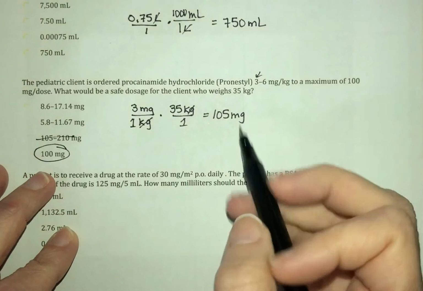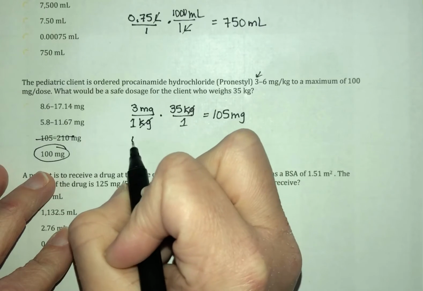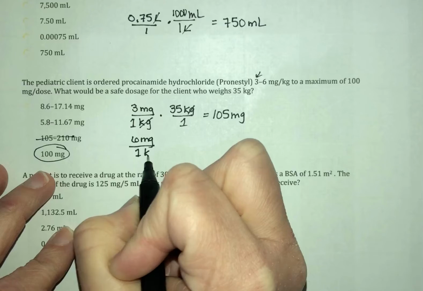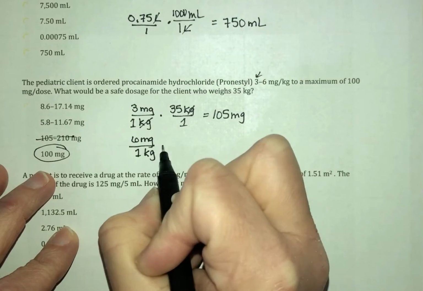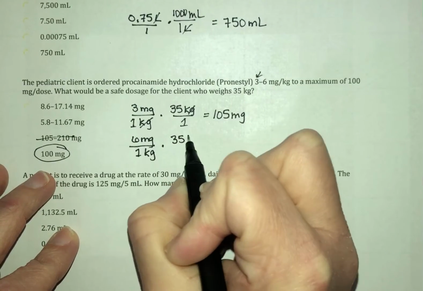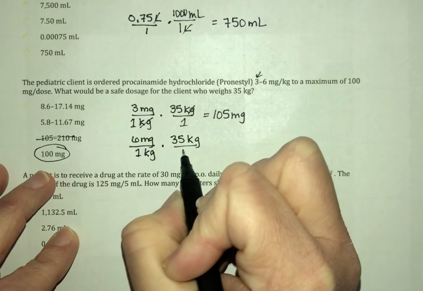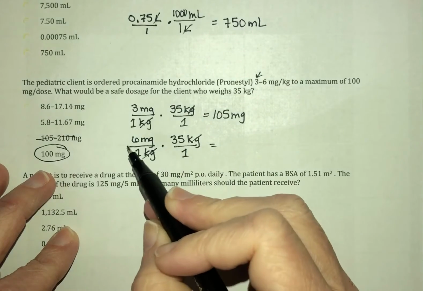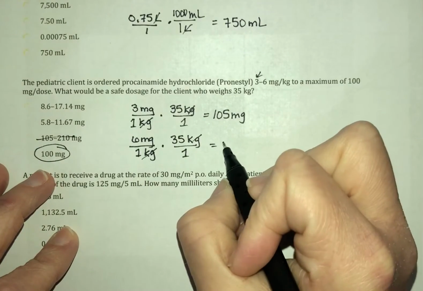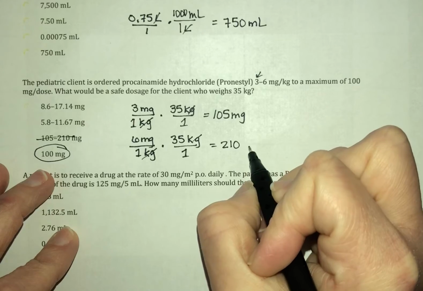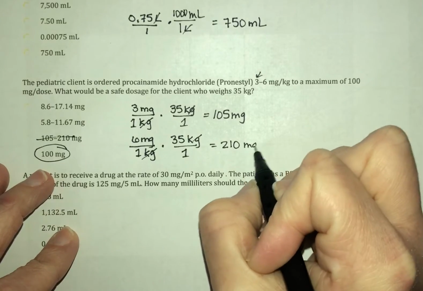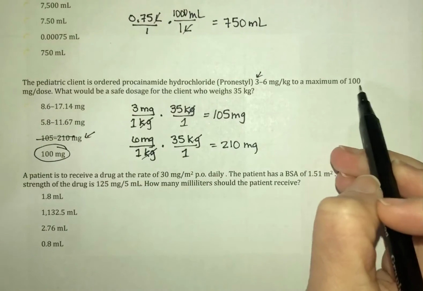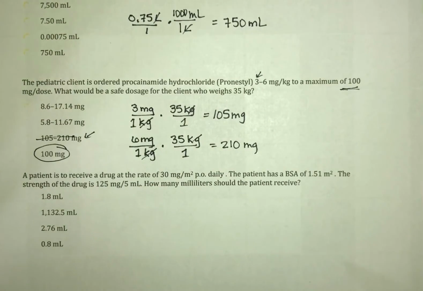Okay, but let's go ahead and do the 6 just so you see it. It works the same way, except we have a 6 where the 3 was. Your kilograms cancel out. You end up doing 6 times 35, which would give you 210 milligrams. This is a tricky question because these are exactly the numbers you get right here, but the important part is that you have a maximum of 100.